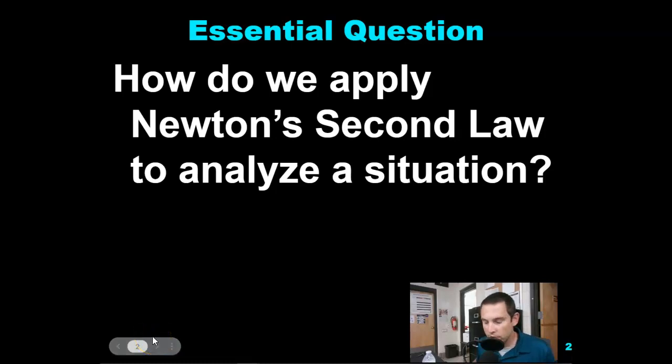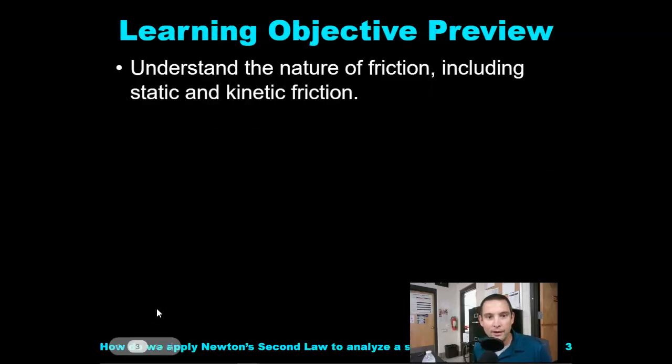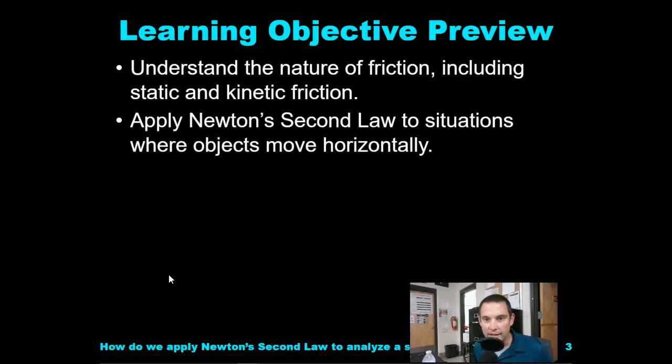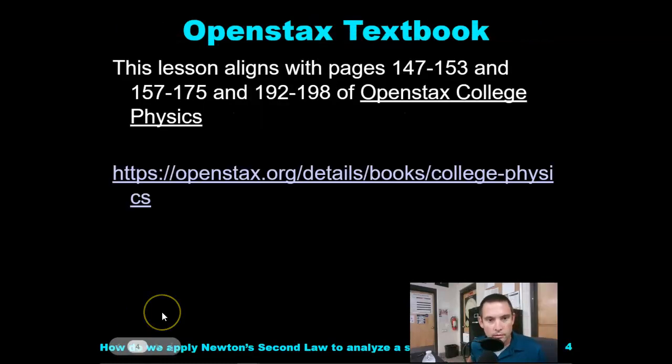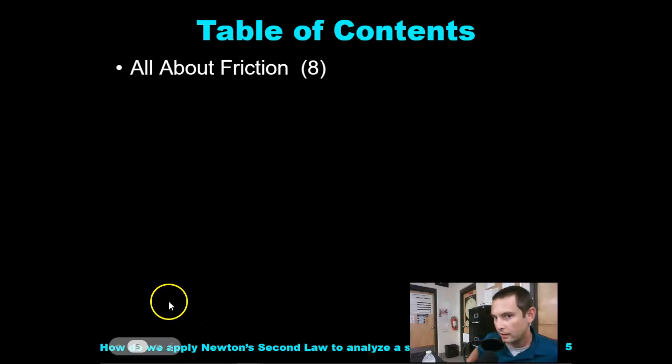Here we go. Forces in horizontal motion. Our essential question starts with, how do we apply Newton's second law to analyze a situation? Our objectives are, we need to understand the nature of friction, including static and kinetic friction. We're going to apply Newton's second law to situations where objects move horizontally along the horizon. And that's it. Easy, right?